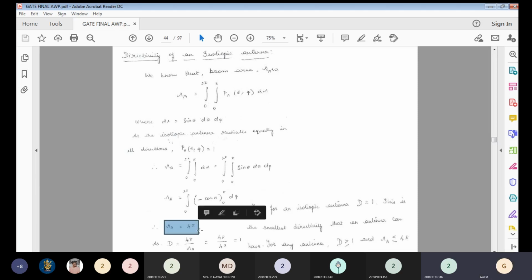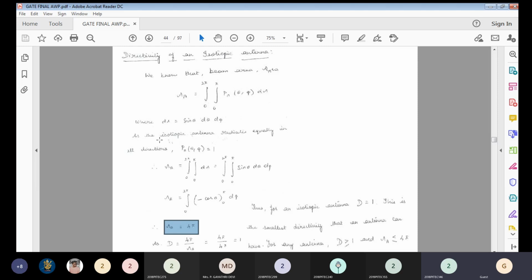For an isotropic antenna, the beam solid angle omega A equals 4 pi. Substituting 4 pi in the directivity formula, we get directivity equal to 1. Understood? So the directivity of an isotropic antenna should be 1. Thus, for an isotropic antenna, directivity equals 1. This is the smallest directivity that an antenna can have.